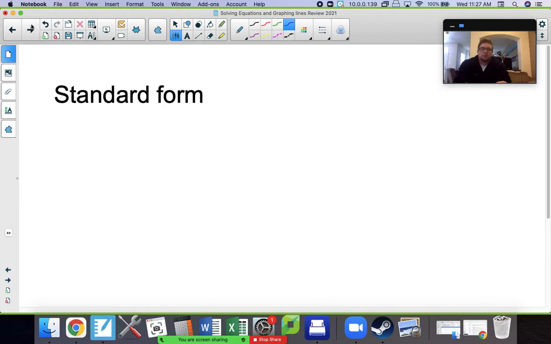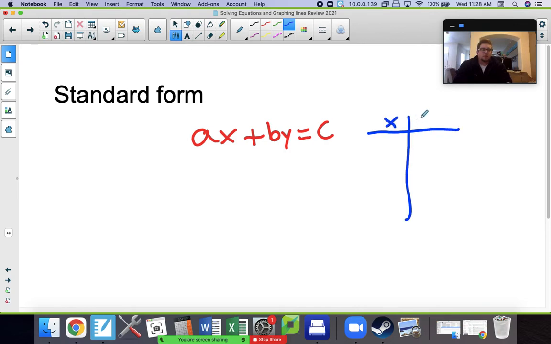We've also graphed from standard form. This was ax plus by is equal to c. We graph it using a table. So we're going to plug 0 in for x, and then we plug 0 in for y, and we get 2 coordinate points that way. We could plug in any numbers that we wanted to build our table. I could plug in 1 for x if I wanted to. Zeros are usually the easiest.